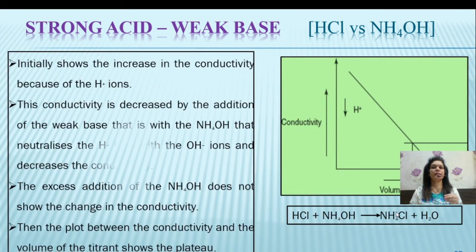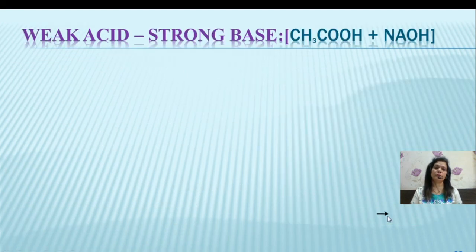Second example, strong acid, weak base: HCl versus NH4OH. We are putting the base in the burette and HCl in the beaker. Initially again here also conductivity is higher because of H+ ions. As the formation of salt and water takes place, conductivity decreases. Now the NH4OH is a weak base, so it will dissociate slowly or weakly. So conductance will decrease or remain constant in this case, and you get a plateau after the equivalence point. You can write down the reaction: HCl plus NH4OH gives salt and water.